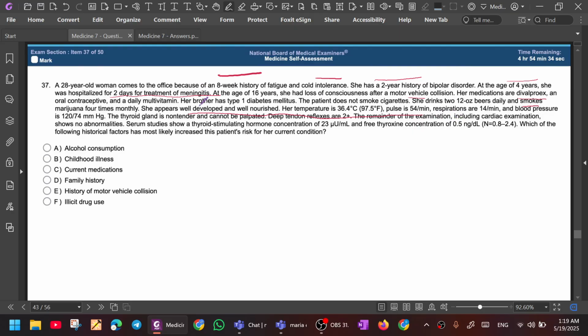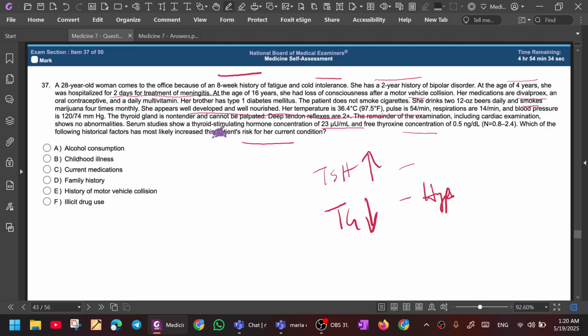She appears well developed and well nourished. Temperature is fine. Pulse is actually low. Respiration fine. BP fine. Thyroid gland is non-tender and cannot be palpated. Deep tendon reflexes are 2 plus, or normal. The remainder of the exam is fine, including cardiac exam. Serum study shows TSH is 23, which is high.